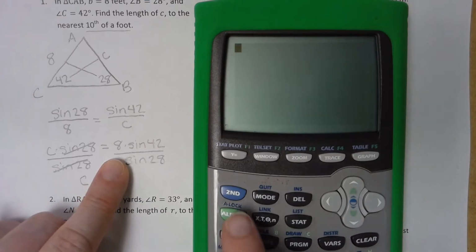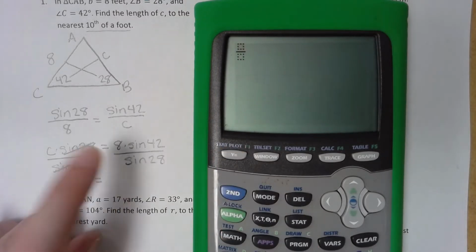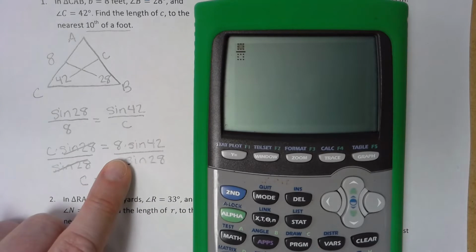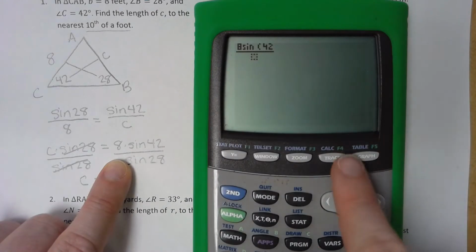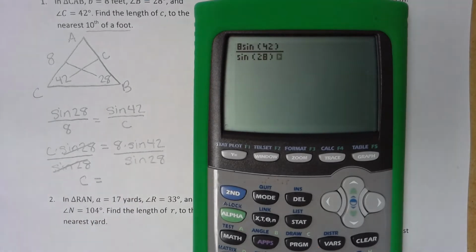The easiest is alpha y equals. When you set up alpha y equals and type it in exactly as you have it written, that is the best way to have the correct answer. So 8 sine of 42, we can close the parentheses, it's not necessary. And then in the denominator, sine of 28. So that is the easiest way to make sure you're going to get it typed in the calculator correctly.